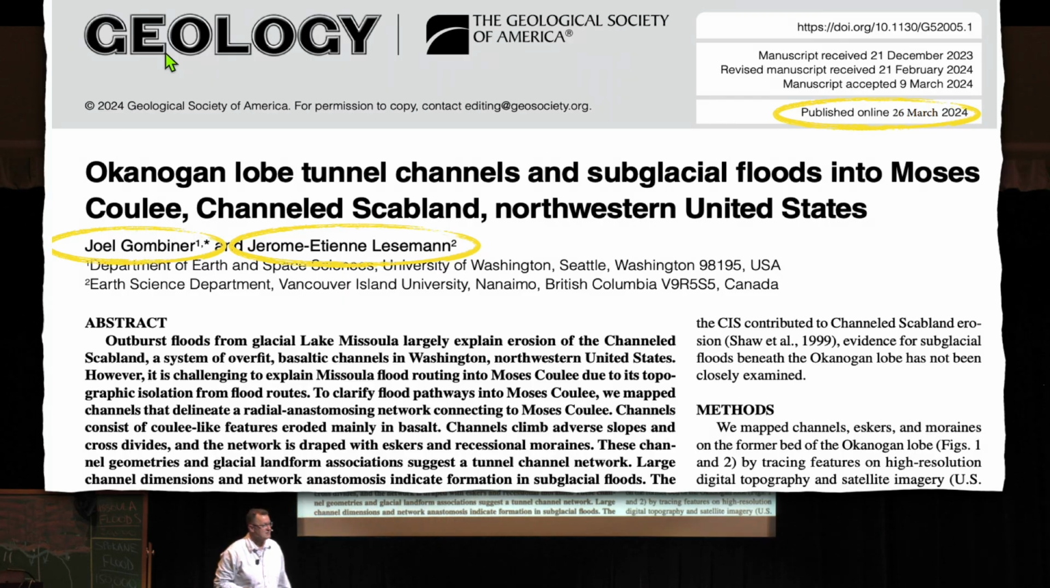Oh, round of applause for these guys. There's a backstory to how these two guys got together. Joel Gombiner from the University of Washington, now working for the Washington Geological Survey, and Jerome Lessman, who is a longtime geology teacher at Vancouver Island University in Nanaimo, British Columbia. They have recently joined forces in many forms, including writing this exciting new paper. I have to say it, why not?